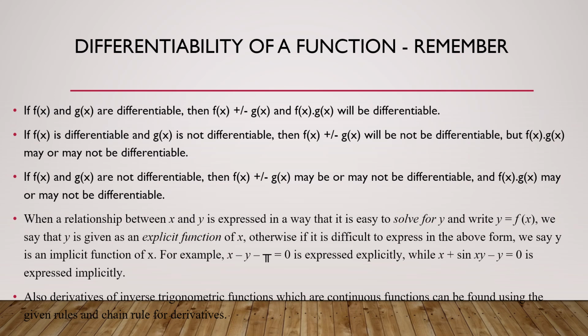When a relationship between x and y is expressed in a way that is easy to solve for y, then when we write y is equal to f of x, we say that y is given as an explicit function of x.